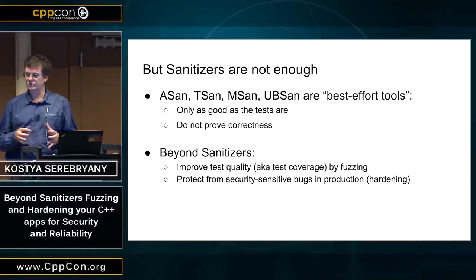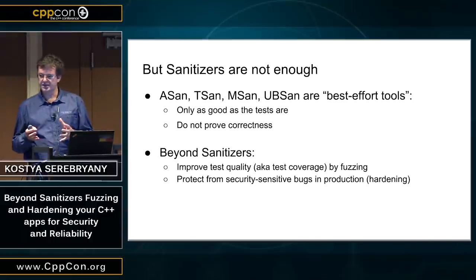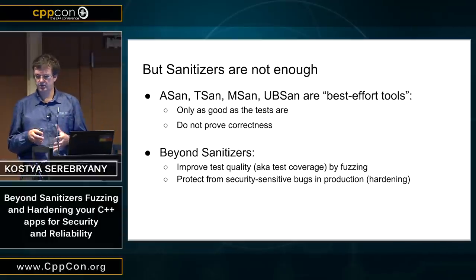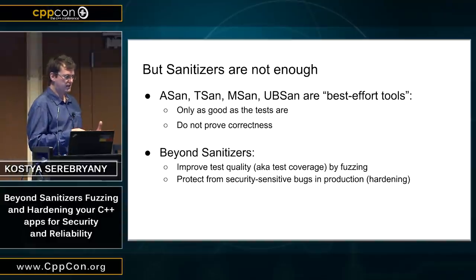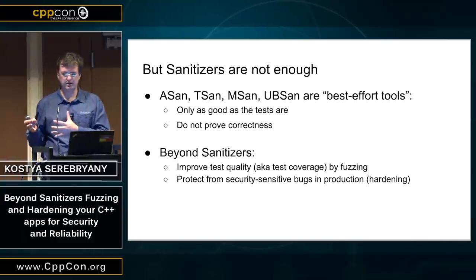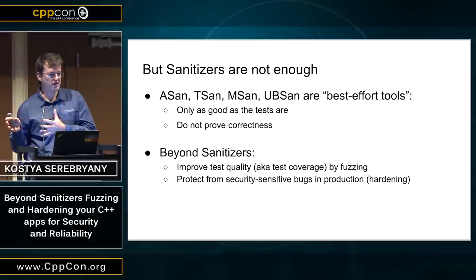The second thing I'm going to discuss today is called code hardening, and it is a way to protect your code in production on the assumption that you still have bugs. You don't know where these bugs are, but you know that there are some out there, and you need to protect your security from these unknown bugs.